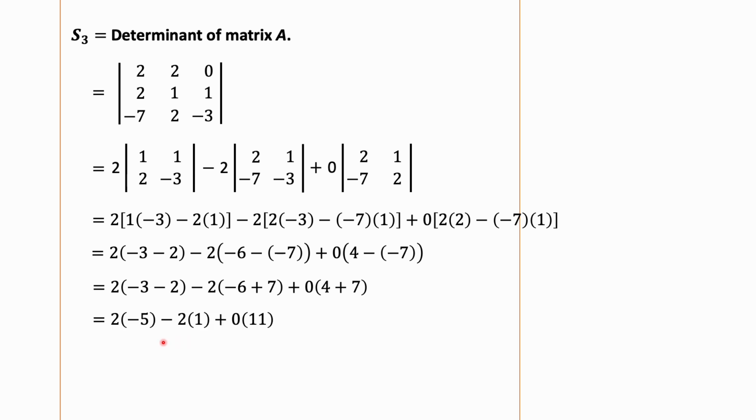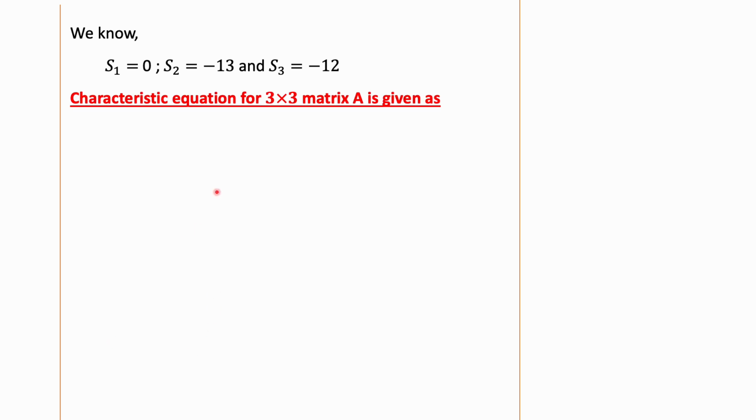So it is 2 into negative 5 minus 2 into 1 plus 0 into 11. Simplifying it, it is equal to minus 10 minus 2, which is minus 12. So the value of S3, that is the determinant of matrix A, is equal to minus 12. So we now know S1 is equal to 0, S2 is equal to minus 13 and S3 is equal to minus 12. The characteristic equation for a 3 by 3 matrix is given as lambda cube minus S1 lambda square plus S2 lambda minus S3 equal to 0. That is equation number 1.